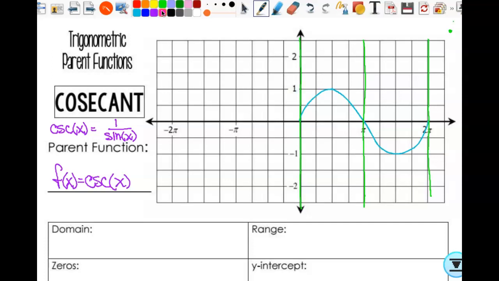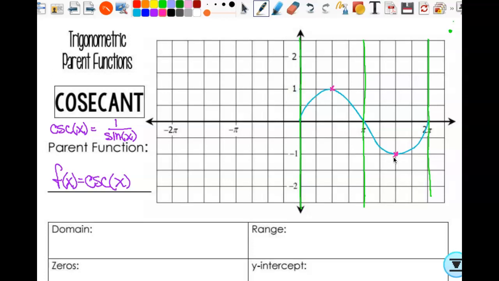Okay? So at pi halves, sine is 1. What is the reciprocal of 1? 1. So I'm still at 1. At 3 pi halves, sine is -1. What's the reciprocal of -1? -1. Okay. So that may or may not be enough for us to understand what's going on here.